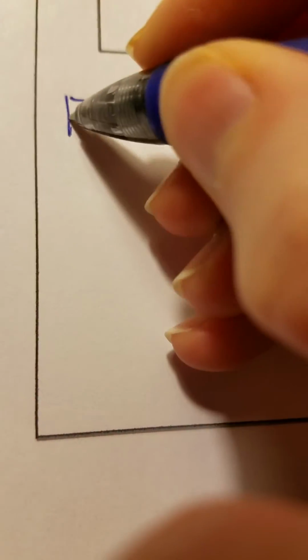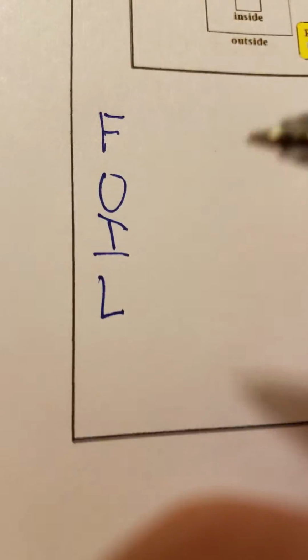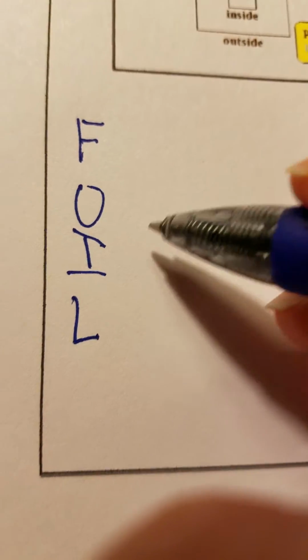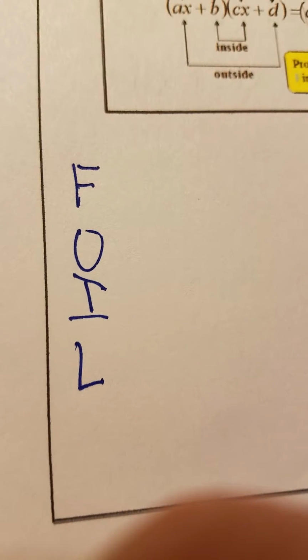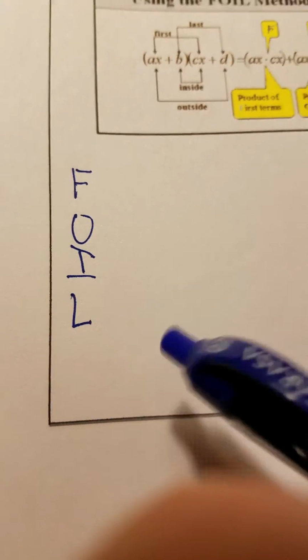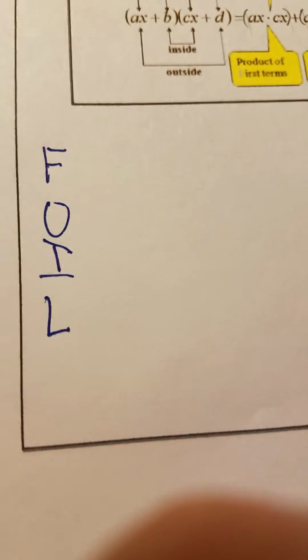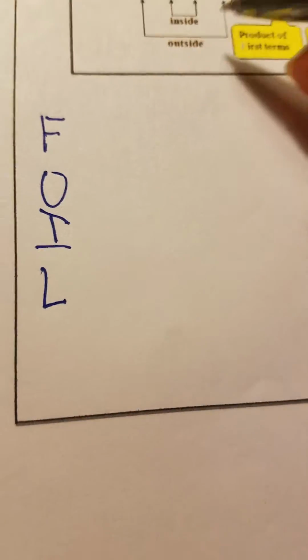Okay, so we use the FOIL method to multiply binomials. It's the FOIL method. F-O-I-L. Now you have got to know how to use the FOIL method, because you will be using the FOIL method when you move on to factoring polynomials. You have to know the FOIL method, frontwards and back, like me. Okay. So, let's say, okay, here we go.